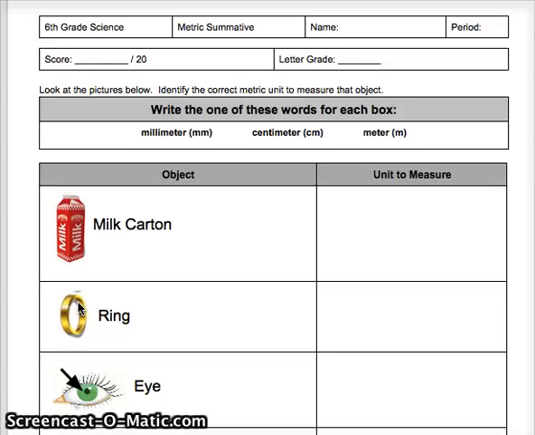The next object is a ring. So you're thinking about the width of a ring, like where my mouse is pointing to. So the width of a ring, would you use millimeters, centimeters, or meters to measure that? Write your answer here. Press pause to do this. Press play when you're done.